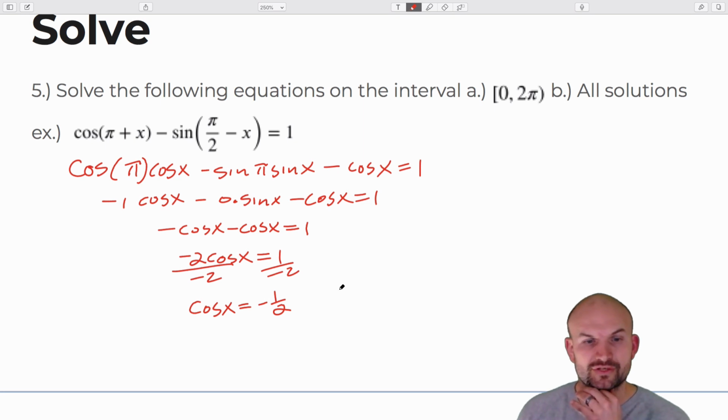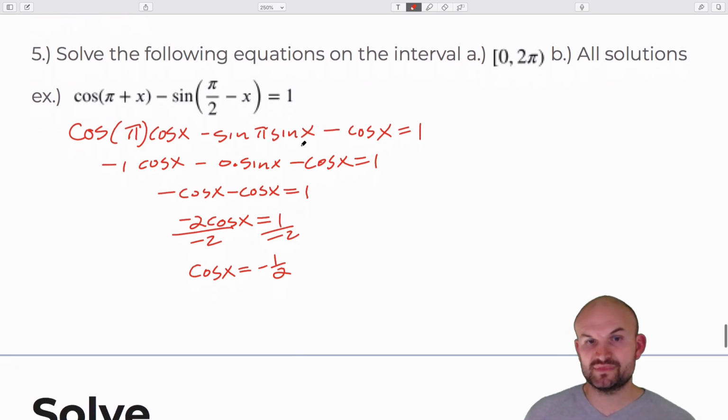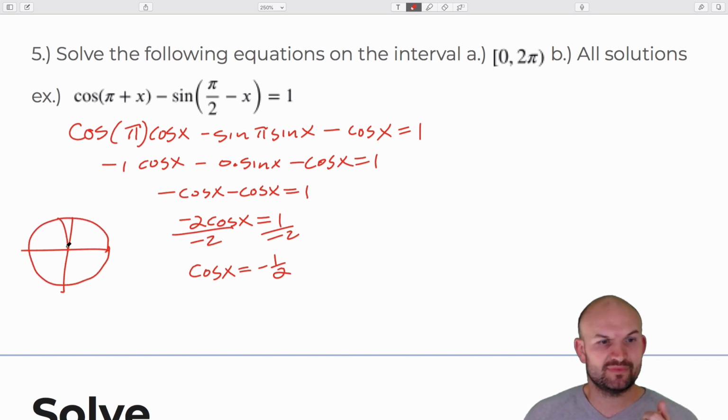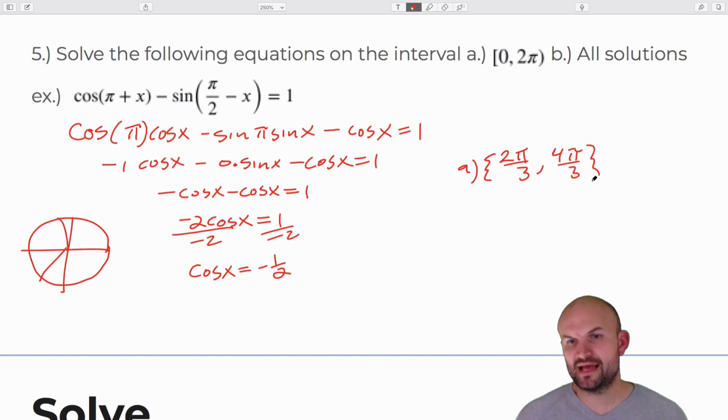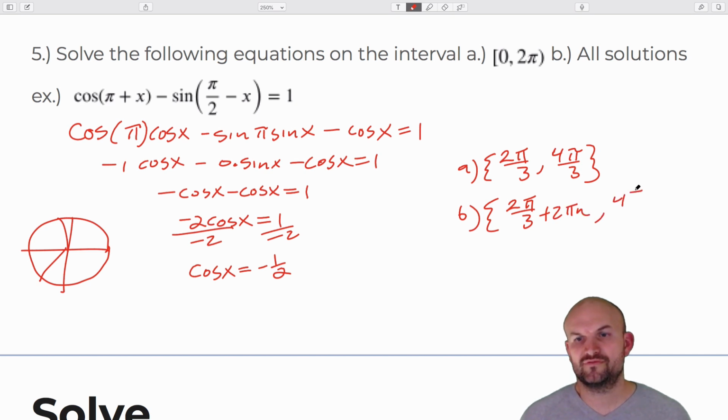Now, the next thing that we want to do here is understand, on the interval from 0 to 2 pi, when is cosine equal to -1/2? Well, since it's negative, it has to be in the second and the third quadrant. So hopefully you're following me and you recognize those two angles to be 2 pi over 3 as well as 4 pi over 3. Now, these two angles are not equidistant from each other. So if I needed to find all solutions, I'm just going to add a 2 pi n. This would be 4 pi over 3 plus 2 pi n.